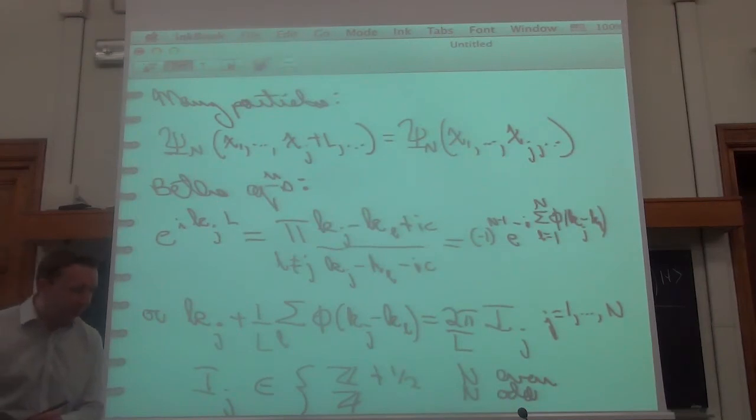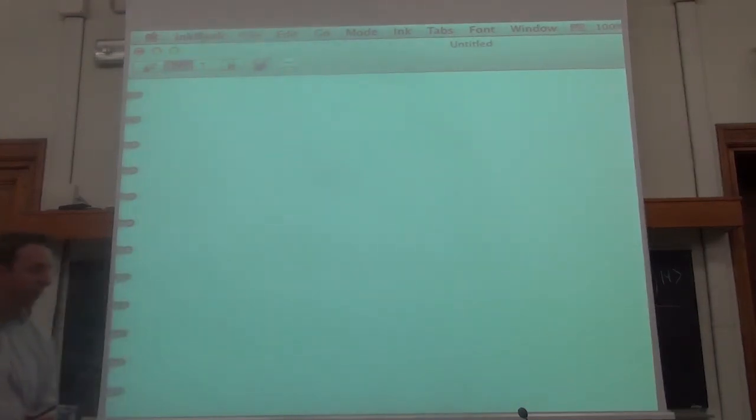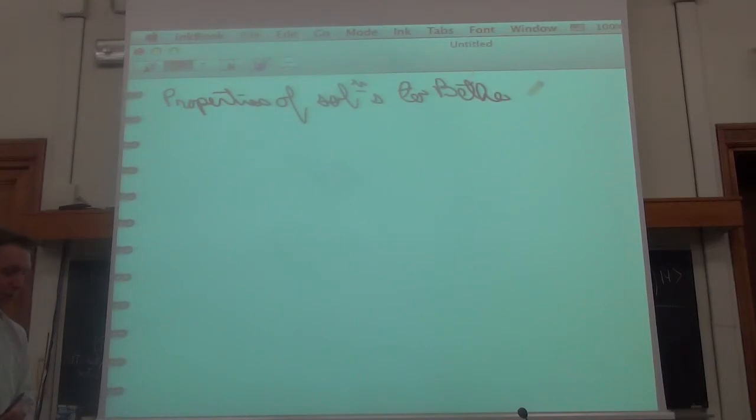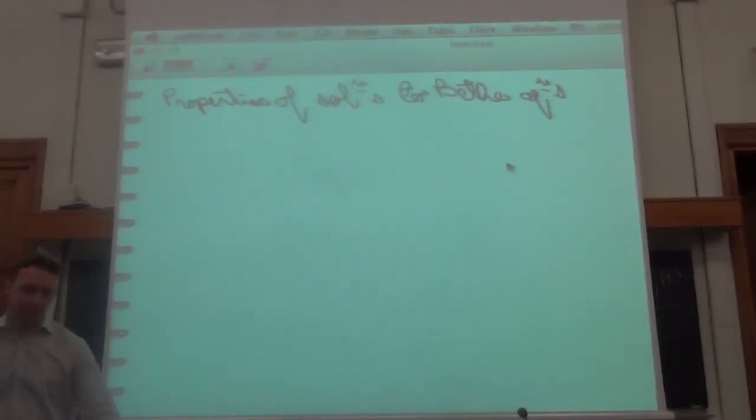So let's then carry on a little bit with some properties of solutions to the Bethe equations. Okay? So we can make a number of statements, right? So theorem 1.